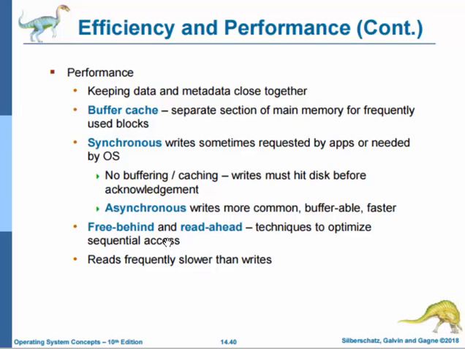Several systems, including Solaris, Linux, and Windows, use page caching to cache both process pages and file data, and this is known as unified virtual memory. Now, some versions of UNIX and Linux provide a unified buffer cache.